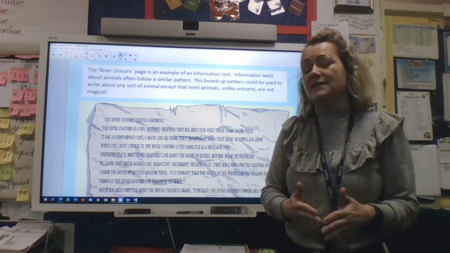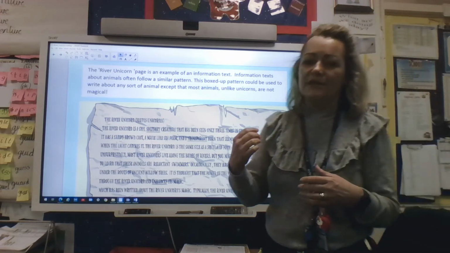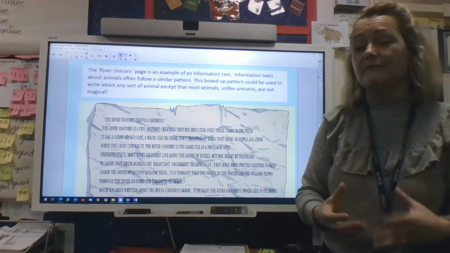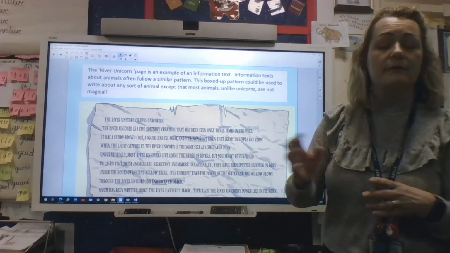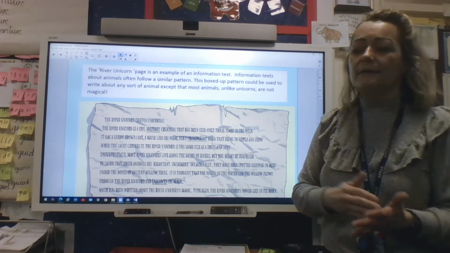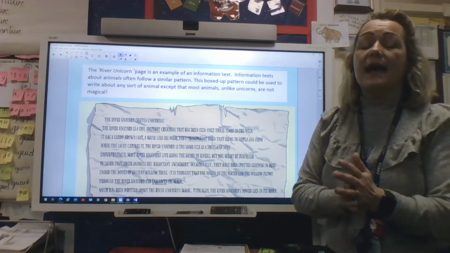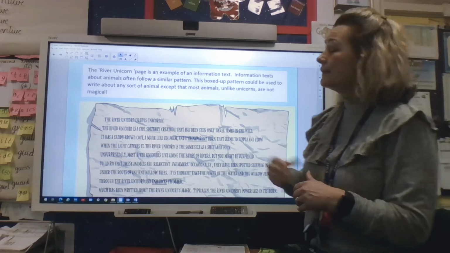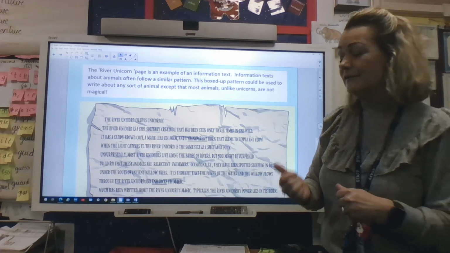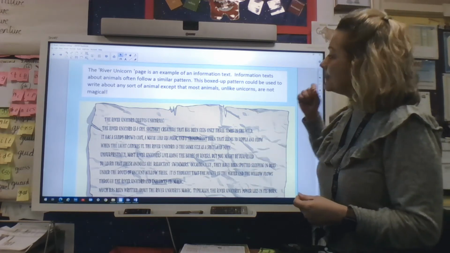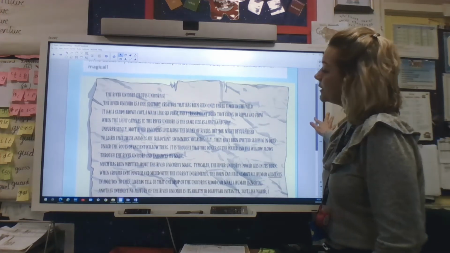However, information texts, they do exist, and usually you would find an information text telling us about something in real life, something that really does exist. So if you think about information texts that you would have read at home or in school, you would be thinking about books on animals, books on the world, books on different countries, and they give you information about things. So that's what we're doing this week, but we are doing something far more exciting because we're doing it about the magical unicorns.